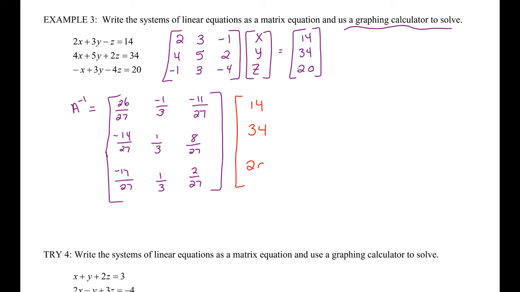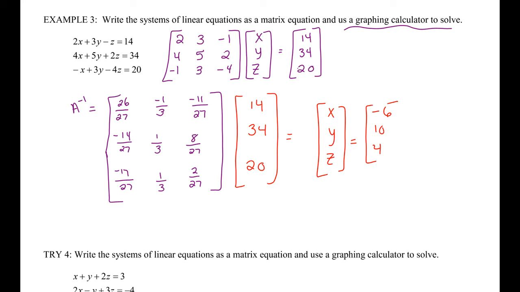If I multiply it by the matrix here on the right, I should find that our matrix XYZ is going to be equal to negative 6, 10, and 4, which again I want to write as an ordered triple. So this would be my final answer. Please try and do example 4 on your own.